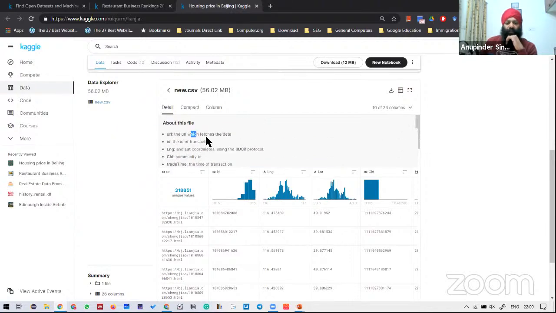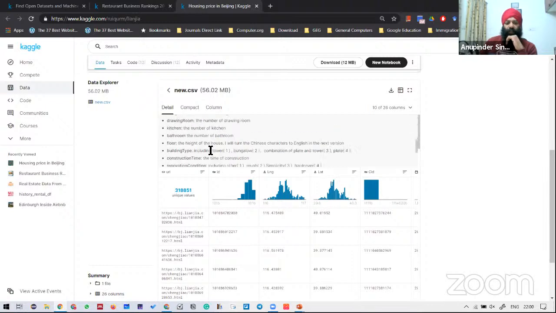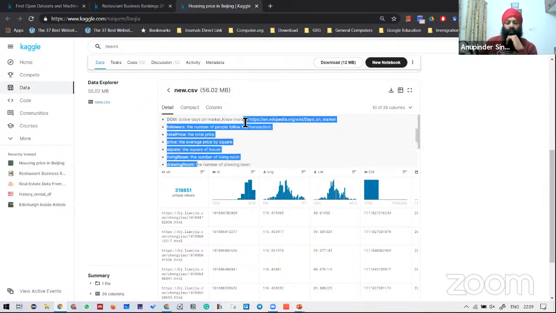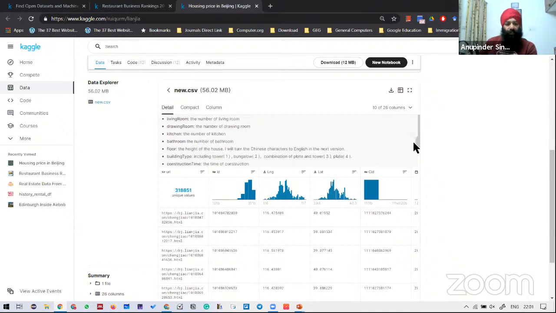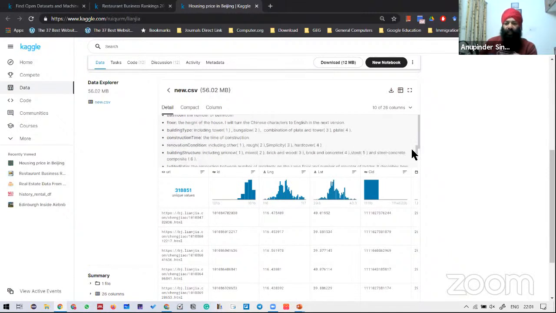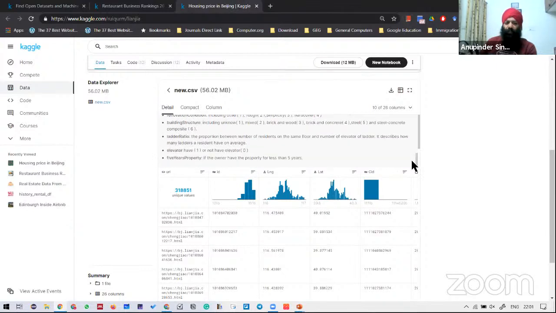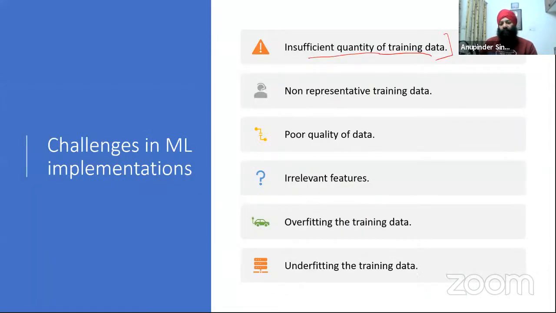So ID of the transaction, URL from which it has been fetched, the longitude, latitude, community ID, the number of drawing rooms, price, average price per square feet, and the number of bathrooms this particular thing has. So every individual detail has been explained corresponding to each column, right? One of the challenges you find in terms of data is insufficient quantity of training data, non-representative data, and poor quality of data. All these four things are relevant to each other.